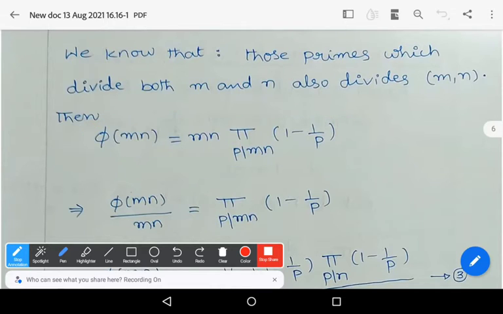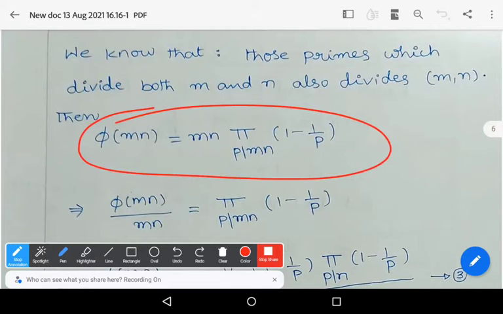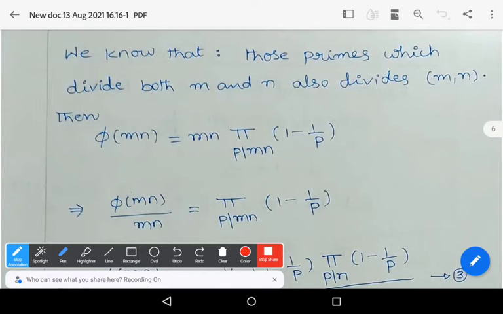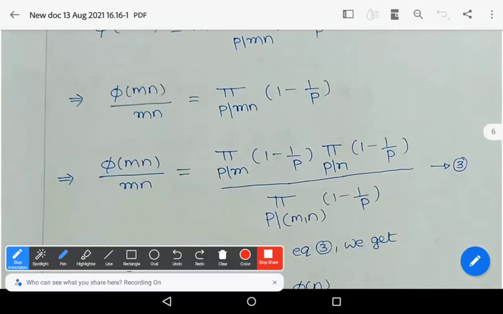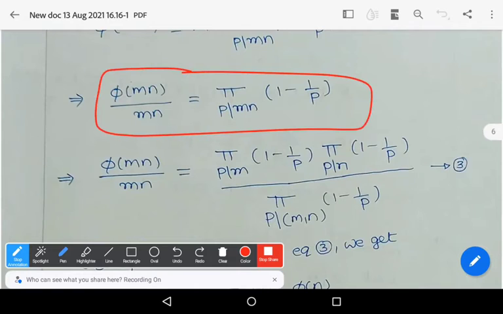Phi of mn is equal to mn times the product over p dividing mn of (1 minus 1 by p), where this product runs over the prime divisors of mn, right? Let us shift this mn to the left side. You get this equation: phi of mn divided by mn is equal to the product over p dividing mn of (1 minus 1 by p).